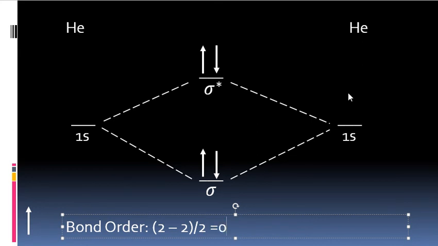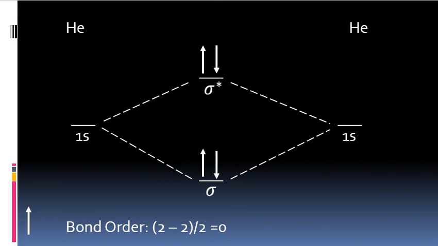That means that we have a bond order of 0 if we were to take two atoms of helium and bind them together. Now, having a bond order of 0 basically means you're not going to have a molecule. And that makes sense because helium is a noble gas. Its outer shell of electrons is already filled. It does not really have any encouragement to form molecules with other elements, including itself.